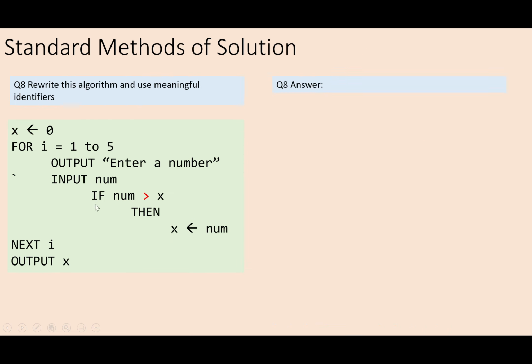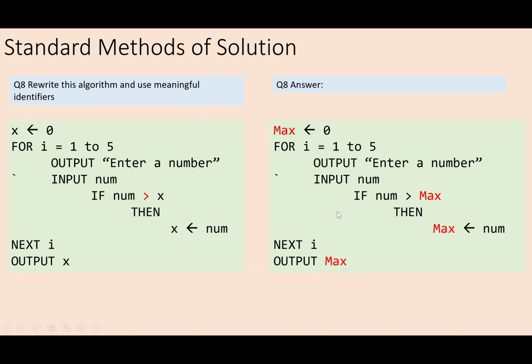So what I'd like you to do here is the algorithm. Can you just rewrite that algorithm and just make sure we're using meaningful, helpful identifiers? Okay, so let's have a look at the answer. So hopefully you've paused it. We'll have a look at the answer. So we just need to replace x with something that suggests that we're finding the biggest or maximum.